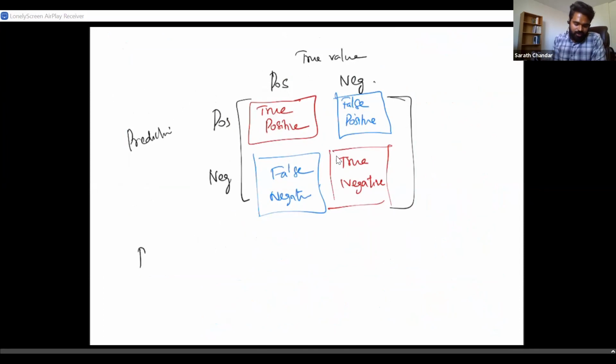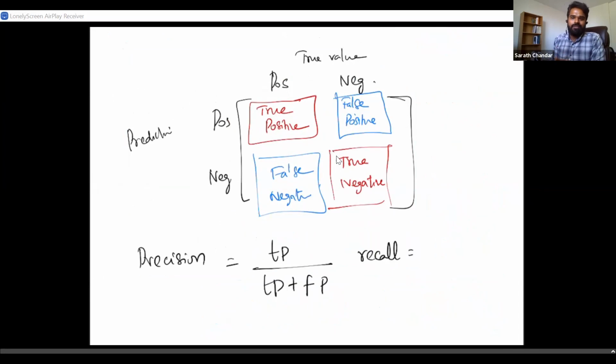The first metric that I'm going to define is precision, which is basically true positive divided by true positive plus false positive. Similarly, I'm going to define another metric, recall. I will intuitively explain what precision and recall are, but first let's define them. Recall is given by true positive divided by true positive plus false negative.